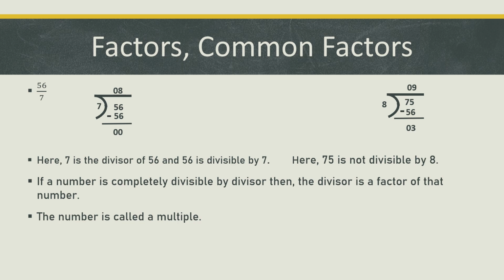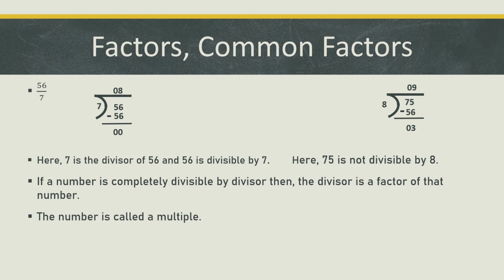Now here is the first example, 56 divided by 7. You'll divide the number. What you're getting is 56 can be divided by 7. That is 7 eights are 56 with remainder 0. So this 7 and 8, that is the divisor and quotient, are both the factors of 56. Both 7, the divisor, and 8, the quotient, are the factors of 56. So here 7 is a divisor of 56 and 56 is divisible by 7 because we get a remainder 0.